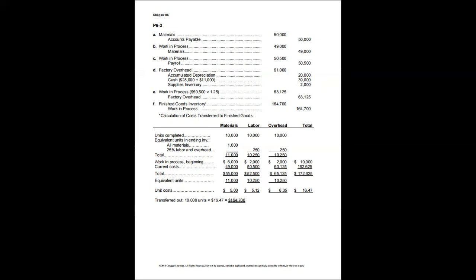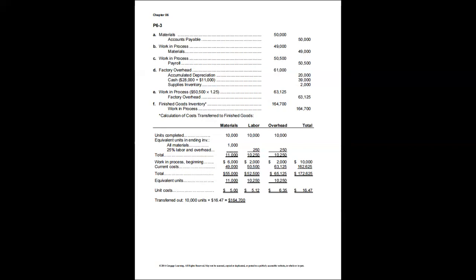So we have now the determination of cost transferred to finished goods for materials, labor, and overhead, units combined for 10,000 units. The equivalent units in the ending inventory, all materials, and 25% labor and overhead. So 1,000 units that were completed as to materials and 25% complete as to labor and overhead. So we now get the total of 11,010 to 50 for labor and overhead.